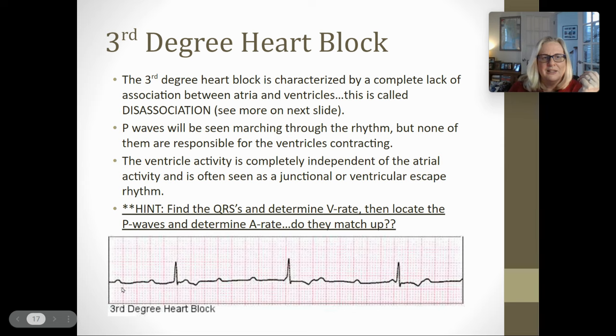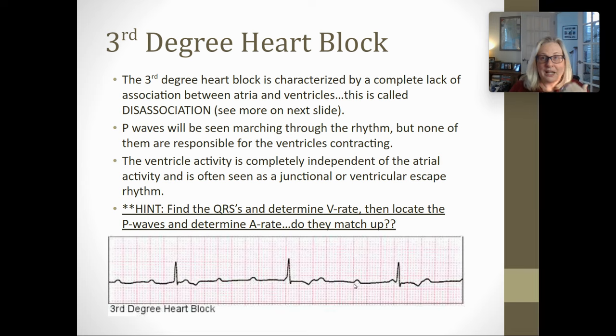So 300, 150. This one is beating over 100, 10, 15, 16, 17, about 18. 1500 divided by 18 gives me, no, that's not right. Divided by 13, not 18. That's 115. So the atrial rate is going at 115 beats per minute, and the ventricular rate was going about 36.